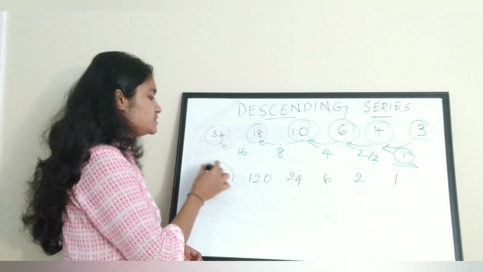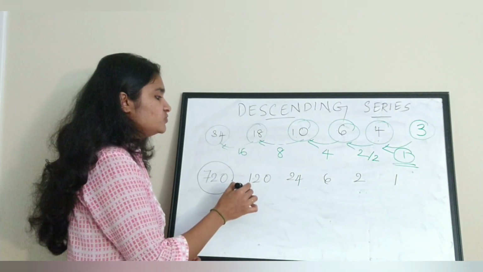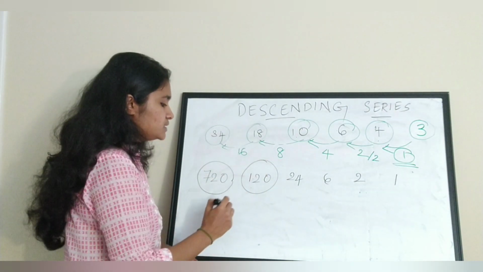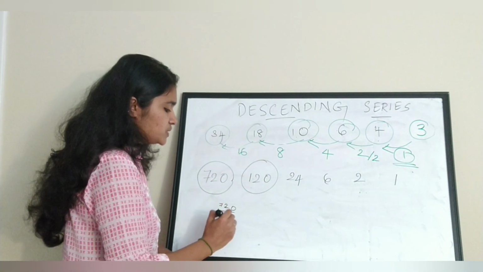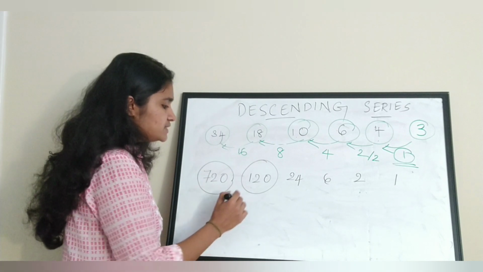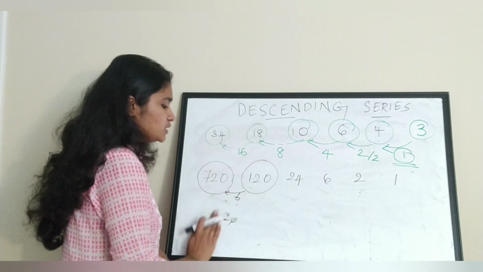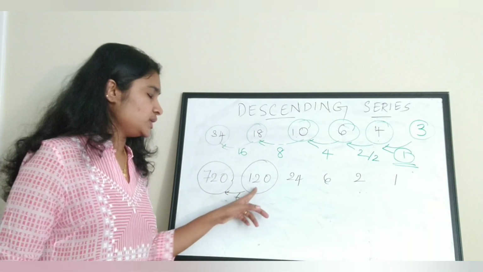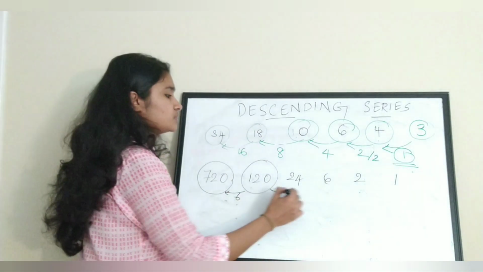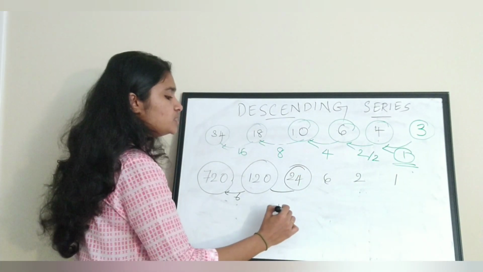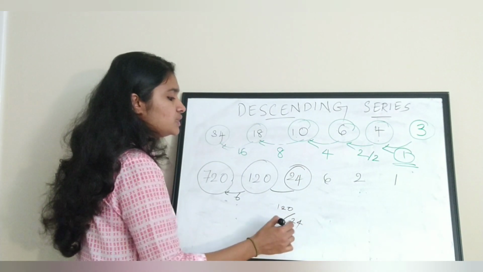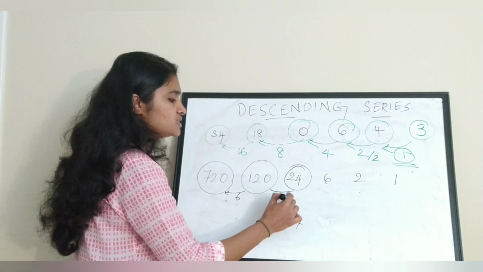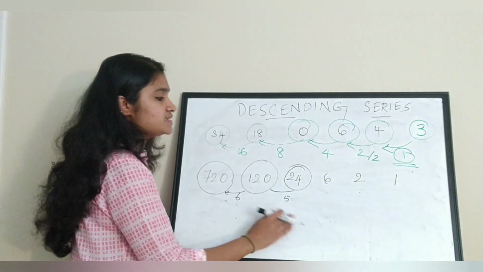First, we have to divide this 720 with 120, that is 720 by 120 is equal to 6, right? So you have divided 720 by 6 to get 120. Again, to get the next number, 120 by 24: 24 into 5 is 120. So the next number is 5.